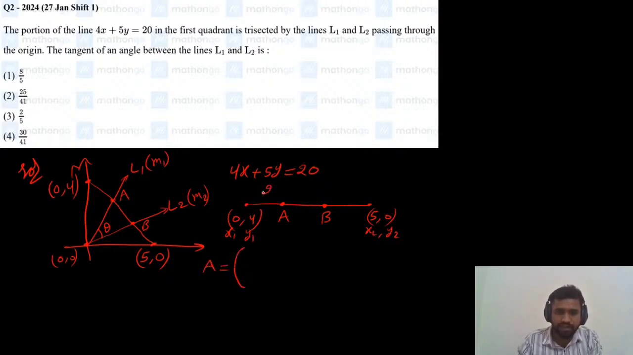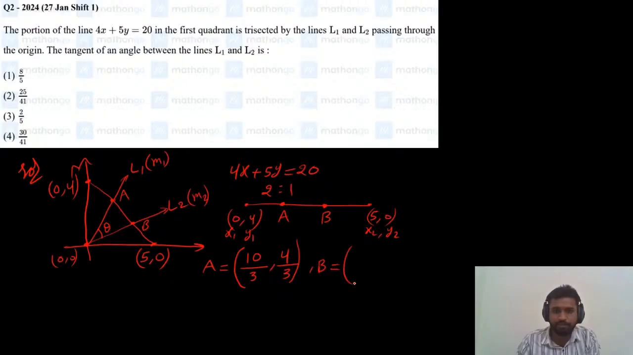A is dividing these 2 points in the ratio 2:1. So (m1 x2 + m2 x1)/(m1 + m2), where m1 x2 is 10 and m2 x1 is 0, gives 10 by 3. Next, (m1 y2 + m2 y1)/(m1 + m2), where m1 y2 is 0 and m2 y1 is 4, divided by 3. So this is the point A.